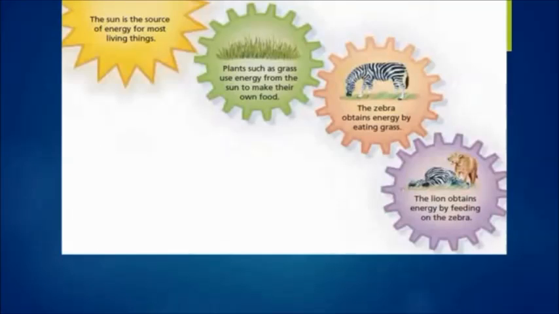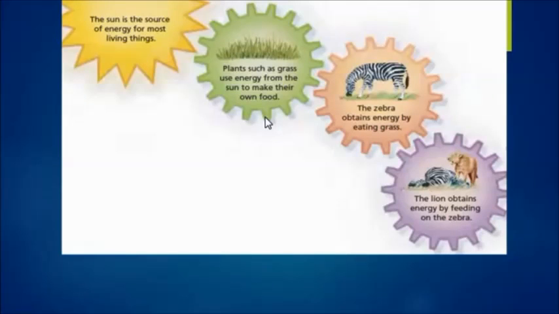Okay, so why is photosynthesis so important? We know it's important for plants, but why is it really important for all life? Let's take a look at this diagram. It kind of gives us an idea of how this works in an ecosystem. So the sun is the source of energy for most living things. Well, we know it's the source of energy for plants because plants use that energy to make their own food.